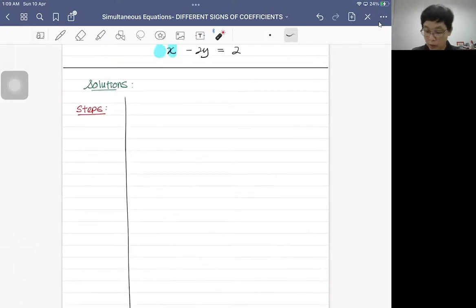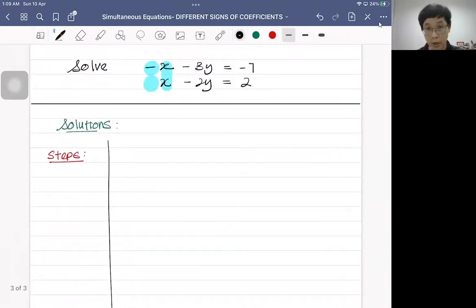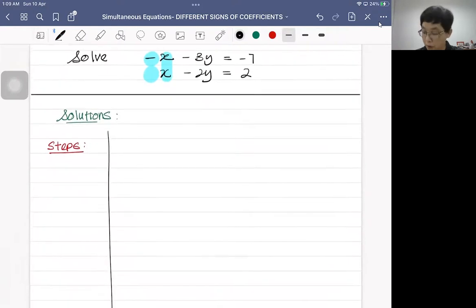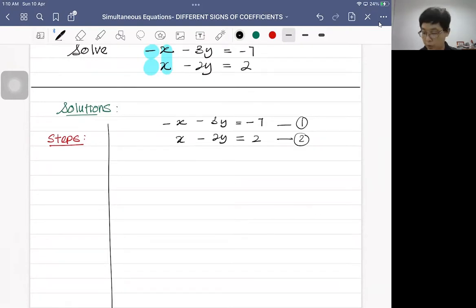Now, let's go and get this done. Okay, before we launch, it is my personal preference that we copy down the question. 3y equals -7, and then x minus 2y equals 2. And for easy communication with the examiner, you want to name them with a simple naming system, just 1 and 2 will do. Then with that, you can start observing and start launching your elimination effort.